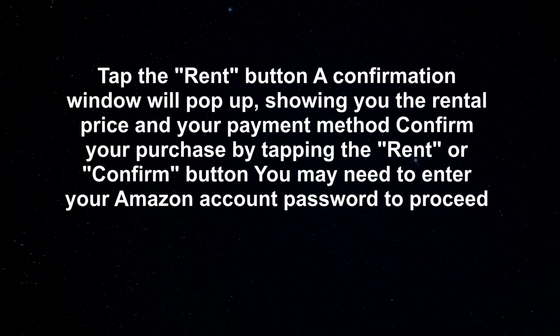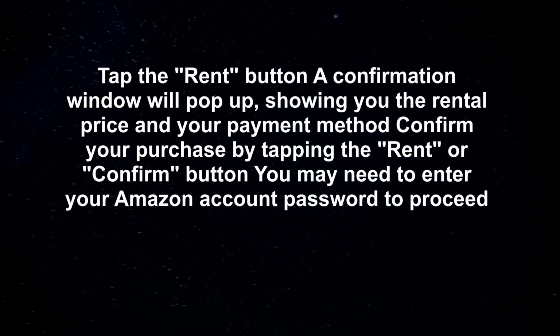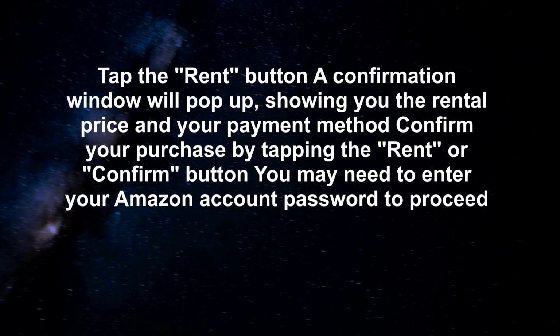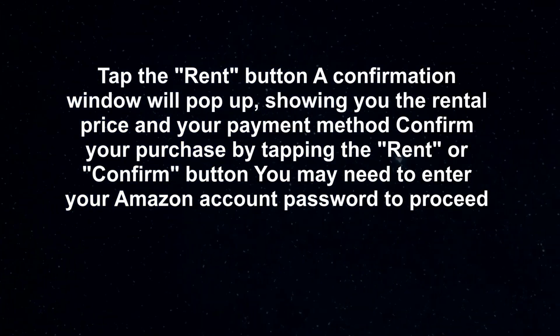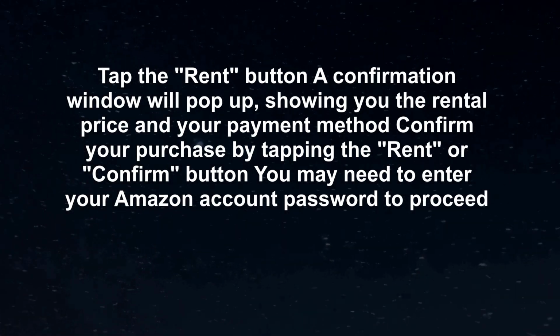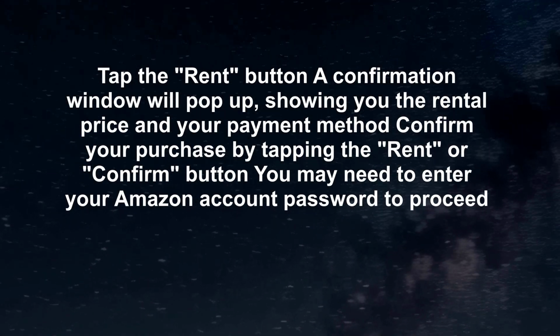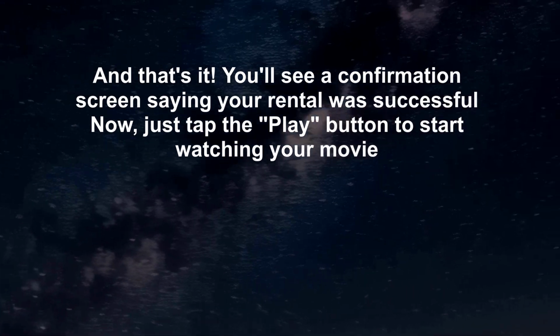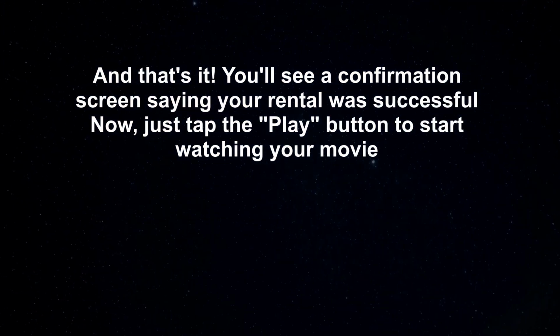Tap the rent button. A confirmation window will pop up, showing you the rental price and your payment method. Confirm your purchase by tapping the rent or confirm button. You may need to enter your Amazon account password to proceed. And that's it. You'll see a confirmation screen saying your rental was successful.